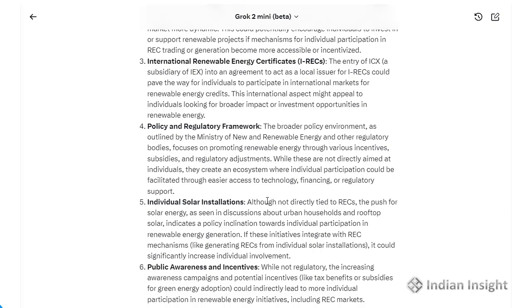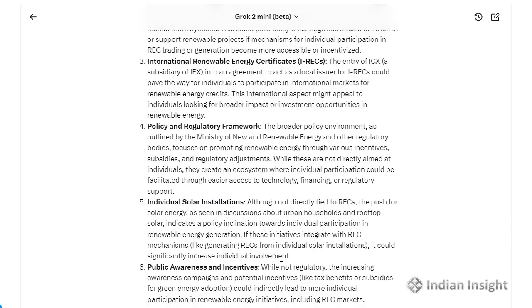Individual solar installations, although not directly tied to RECs, the push for solar energy and discussions about urban households and rooftop solar indicate a policy inclination towards individual participation in renewable energy generation. If these initiatives integrate with REC mechanisms, it could significantly increase individual involvement. So yes, it is talking about the recent government program to install solar rooftops, and at some point in the future, you can call it a little speculative, but the policy direction and initiatives suggest that individual participation in this market might increase as well.